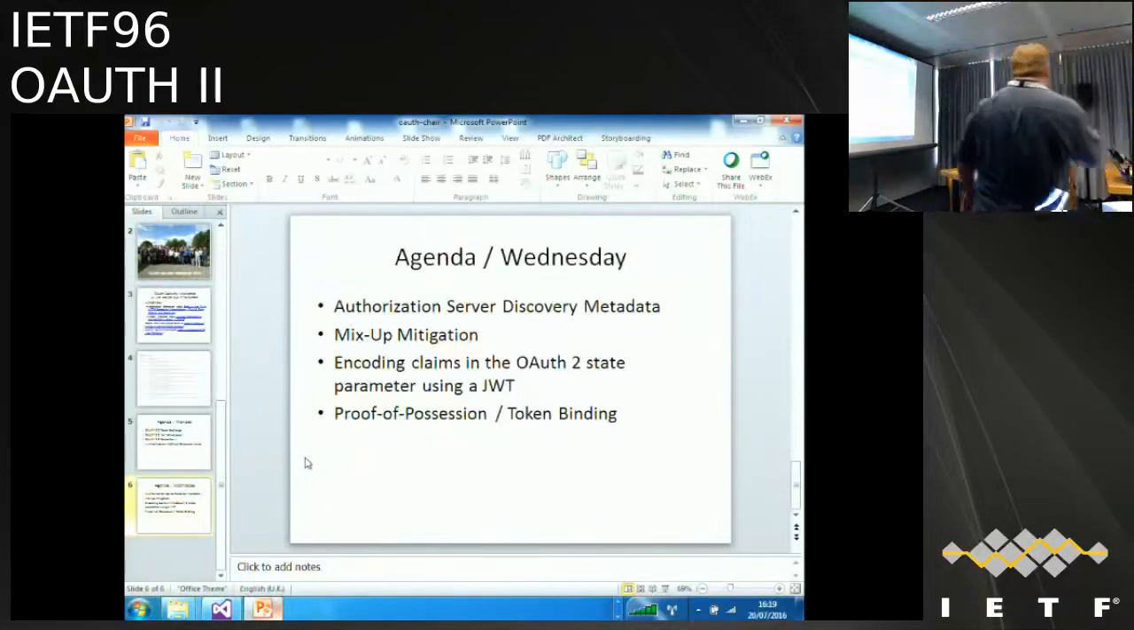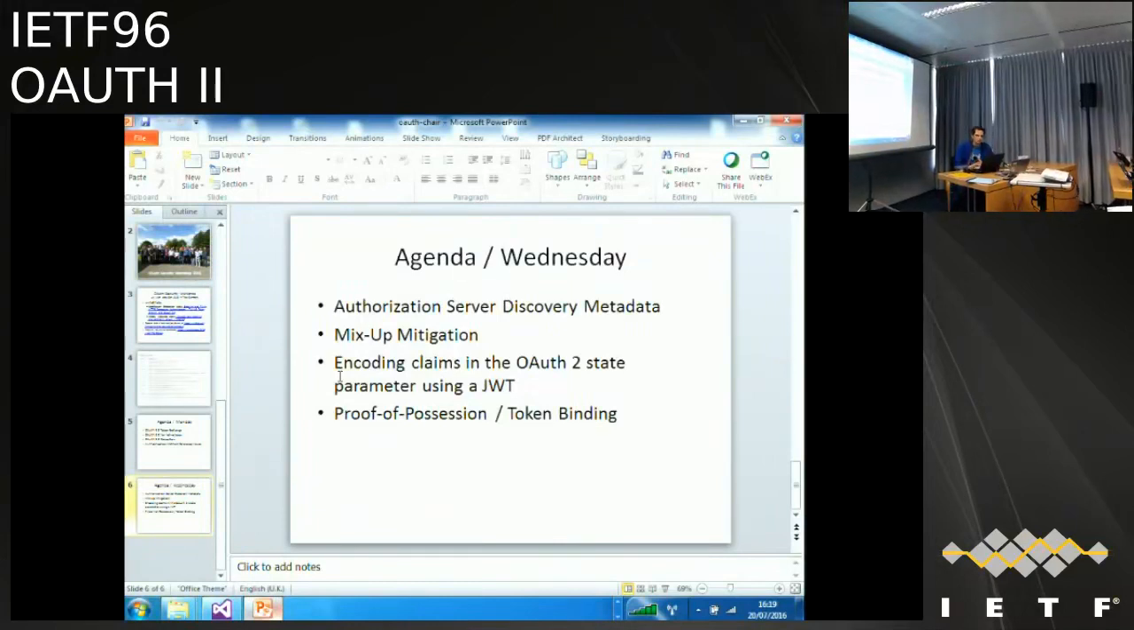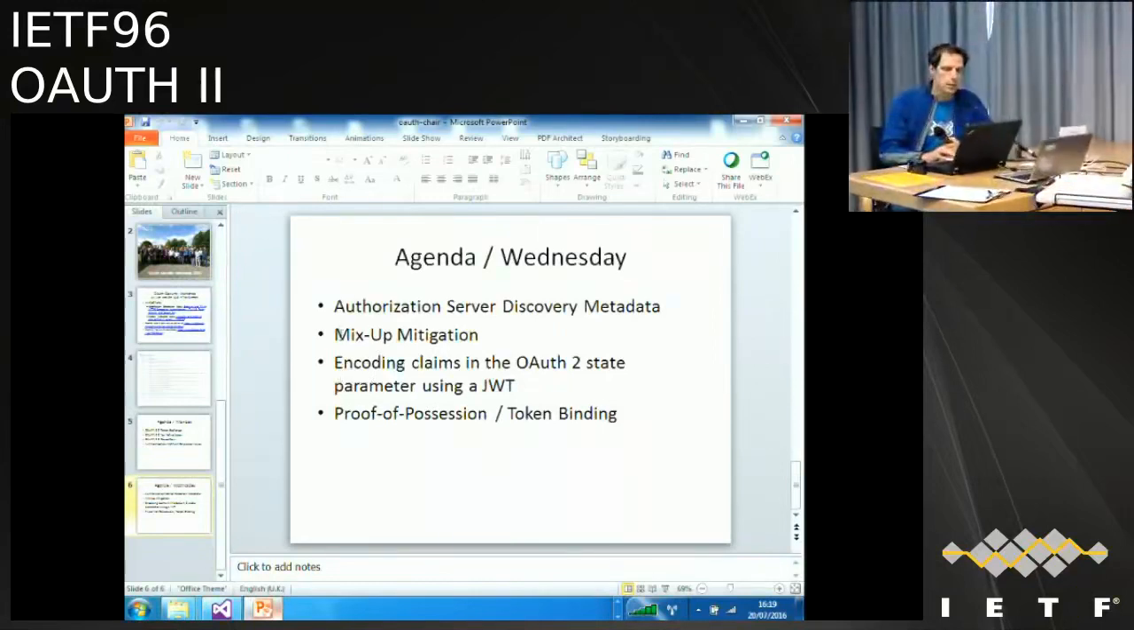Okay. Right. Thank you, John and William. Perfect. So we'll see one update on the existing document, a new update, and then we'll see where we are and how long it will take us to finish it. So next on the agenda is actually the mix-up mitigation document.